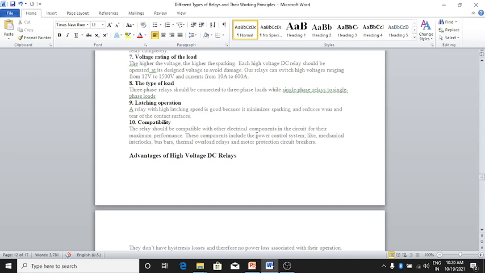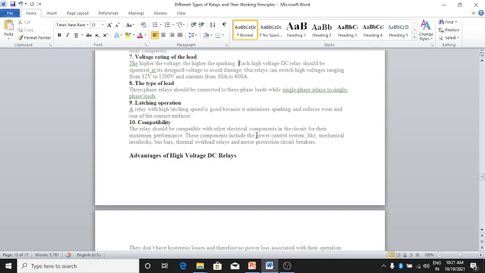voltage rating of the load. The higher the voltage, the higher the sparking. Each high voltage DC relay should be operated within its designed voltage to avoid damage. Our relay can switch high voltage ranging from 12 volt to 500 volt and current from 10 ampere to 600 ampere.